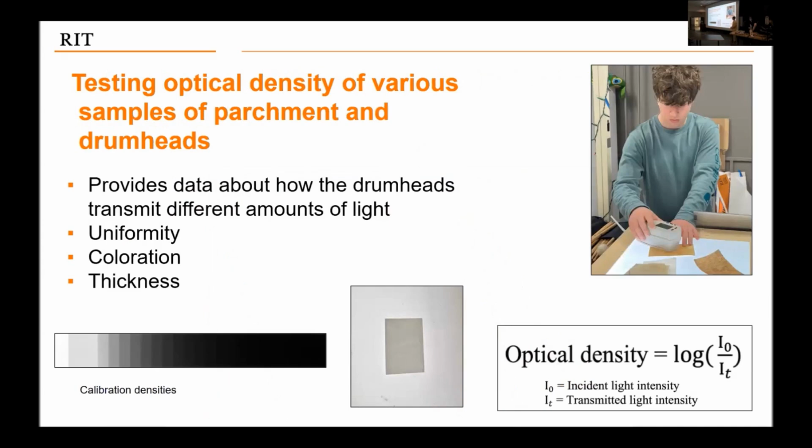A similar method that we've used is using a densitometer to measure the optical density of the parchment samples. From this, we can get different types of information, such as how uniform the samples are, and also information about their coloration and thickness, which are correlated with the perceived quality of the drumhead.